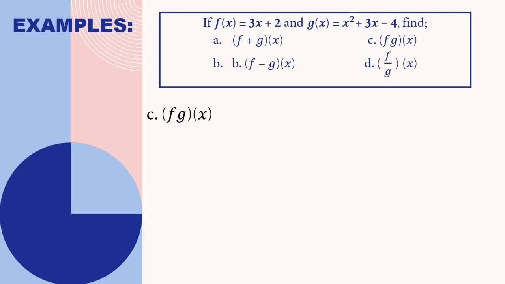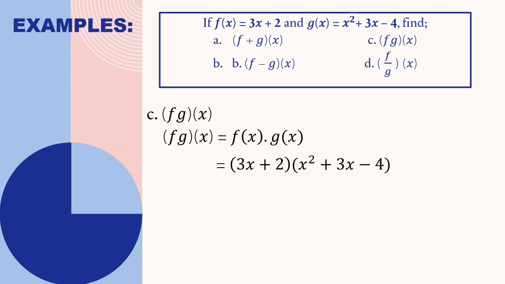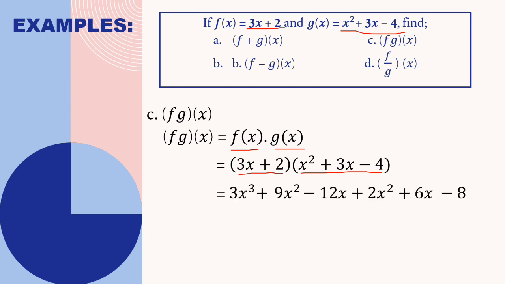Next, letter C, we are going to find f times g of x. So f times g of x is equal to f of x times g of x. Okay, so same given, f of x is 3x plus 2 and g of x is x squared plus 3x minus 4 here, the given. Then simplify. So what will be the result?